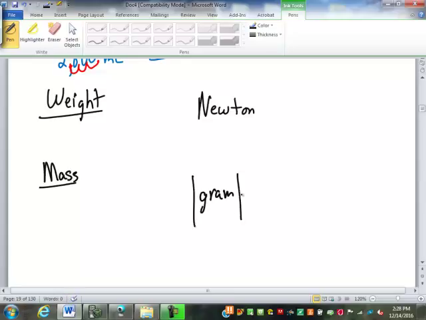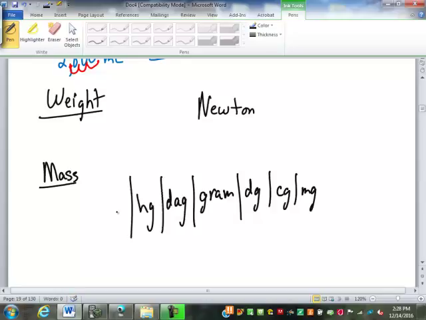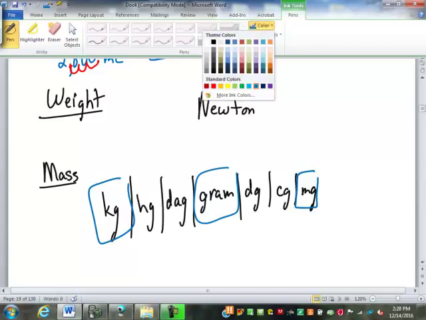A gram is approximately the mass of a large paper clip. And again, we have the same thing. We have decigrams, centigrams, and milligrams. We have decagrams, hectograms, and kilograms. And again, the main unit has caught on, kilograms has caught on, and milligrams is very useful in medication. And this one more so than many of the others.